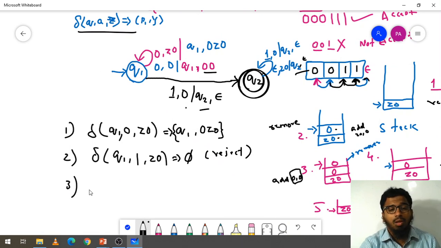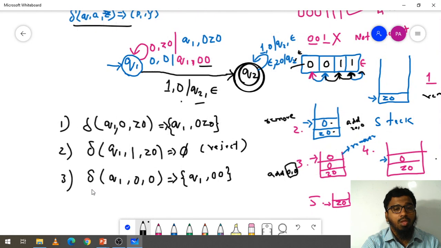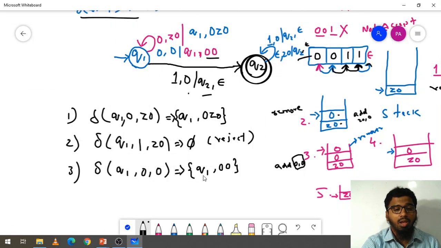Third, delta. What is the next one? q1 comma 0, and what is in the stack? That is also 0. What answer are we getting? We are getting q1 comma 0 0. Okay, we completed this one.